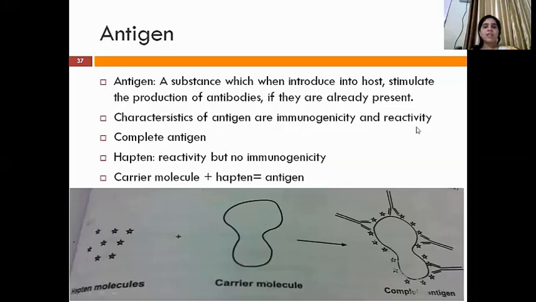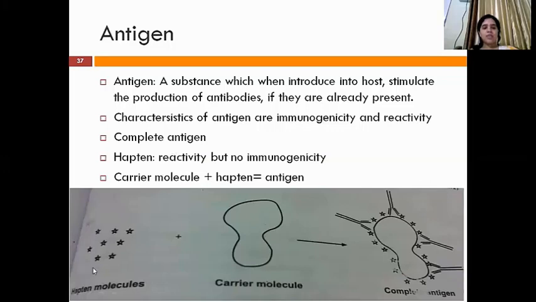And reactivity is after evoking the immune system, whatever antibodies are produced, the antigen should have capability to react with that particular antibody. So the antigen should possess both these properties. Only then a particular substance can be called as a complete antigen. Okay, so there is one more term called as hapten, which has reactivity but no immunogenicity. Okay, so how will you convert a hapten into an antigen? You will add a carrier molecule.